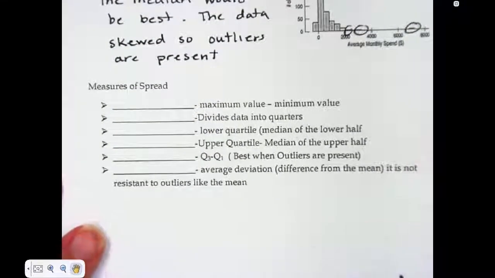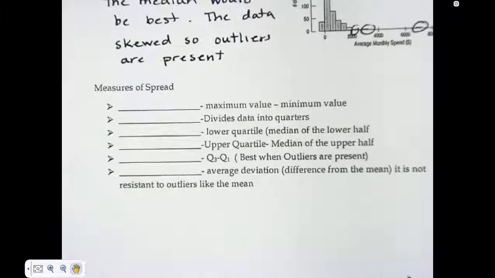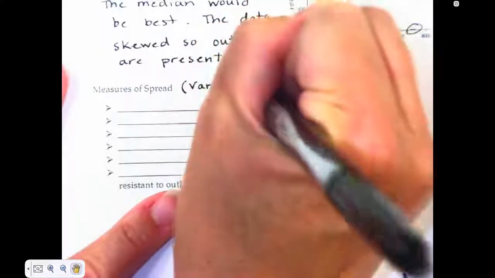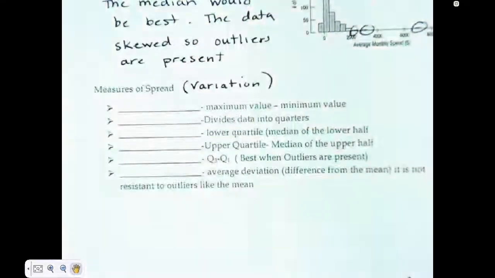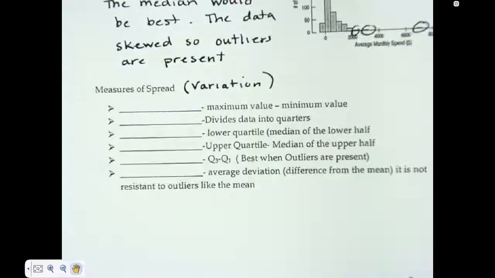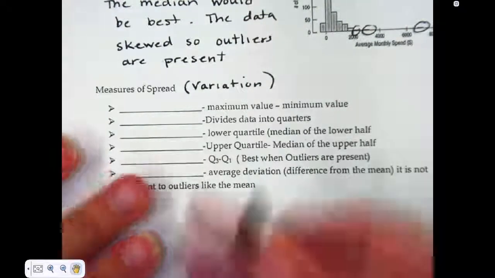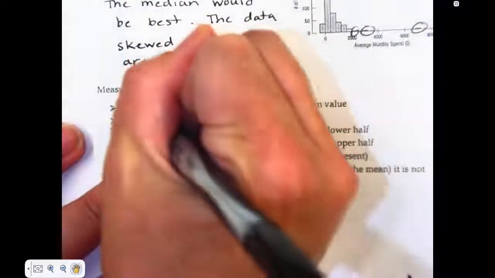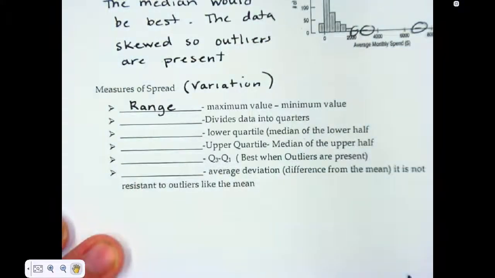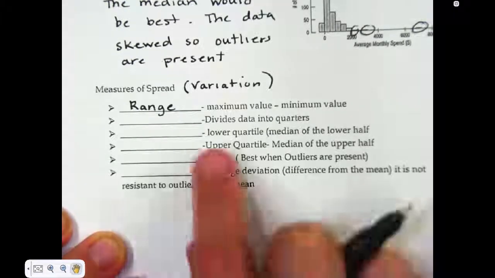So, some other words we need to fill in. These are measures of spread, also known as measures of variation. They measure pretty much how spread out the data is. That's why it's called that. Some of these are going to be very familiar. The first one is the range. You subtract the maximum value minus the minimum value. That will give you the range.